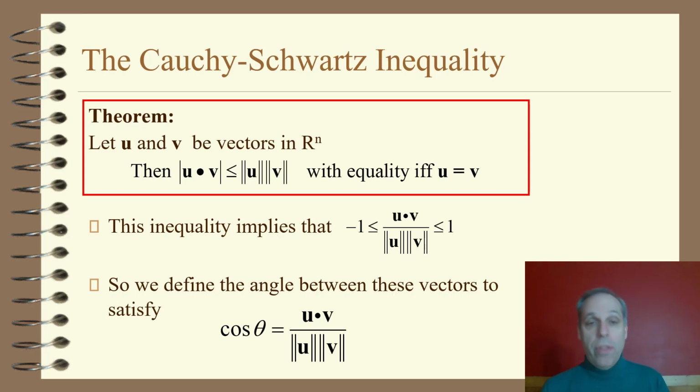So there's an important theorem called the Cauchy-Schwarz inequality, which states that if you have two vectors in Rn, then the absolute value of their dot product is always less than or equal to the product of the magnitudes of those vectors.